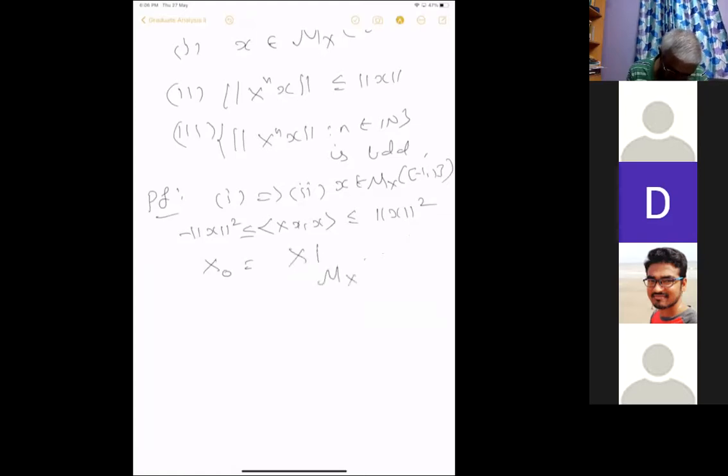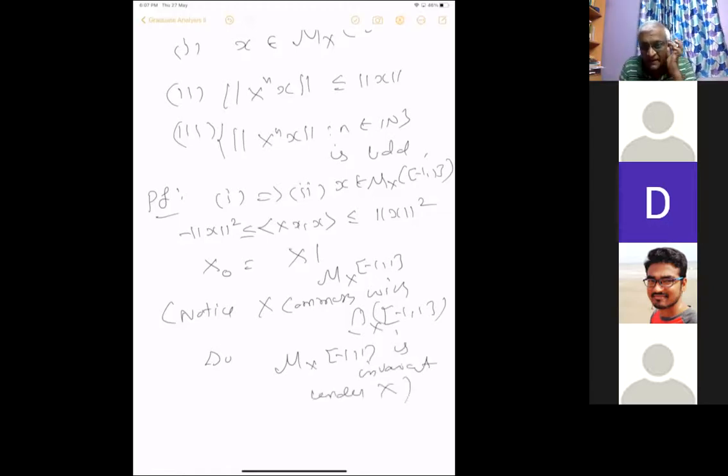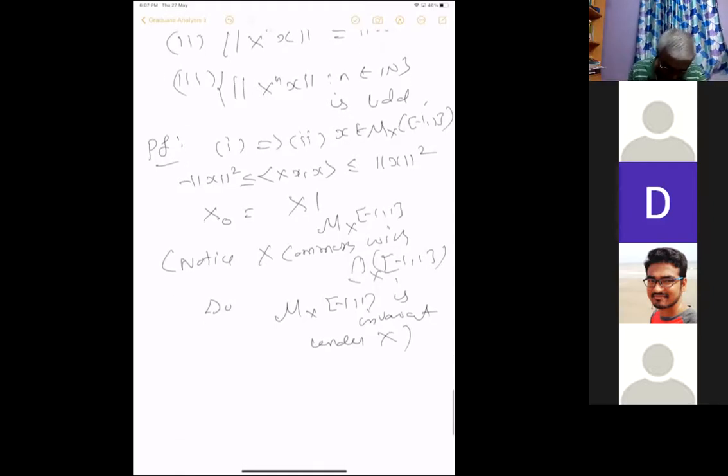See, notice that it commutes with this, so the space is invariant. So x leaves this space invariant. It is reducing, and the star is also invariant, star is itself. So it is invariant, and you can restrict this x to that. On this, x naught satisfies this relation.